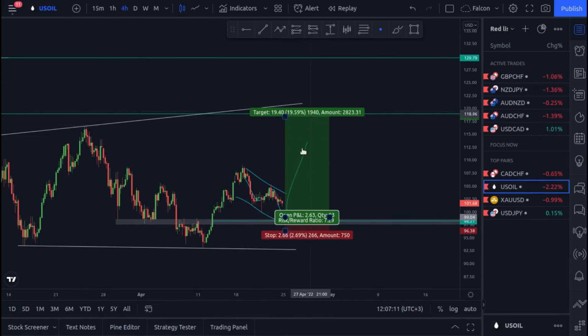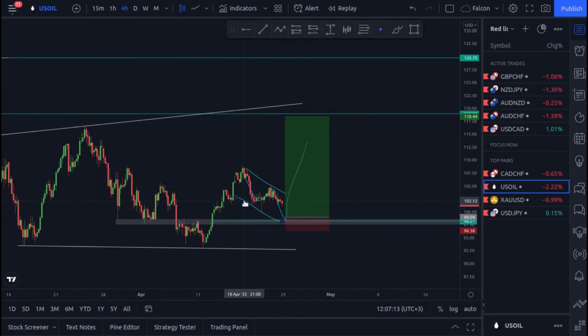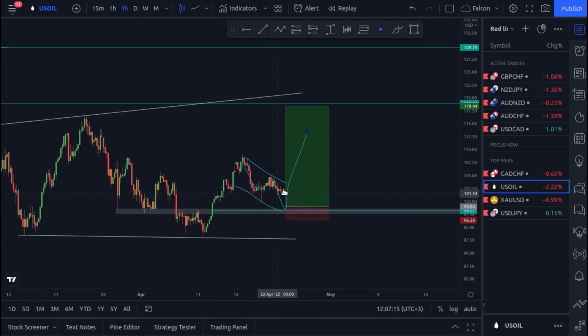So let's just be patient with this one, and we just wait for that last push to this area so that we can take it to the upside.